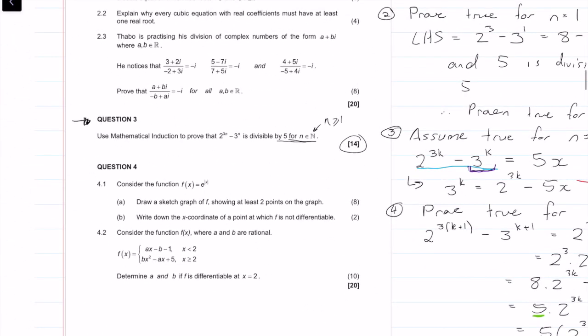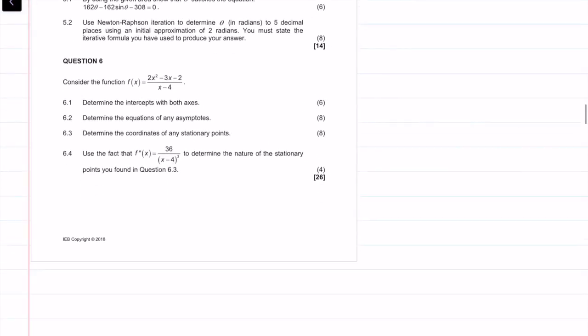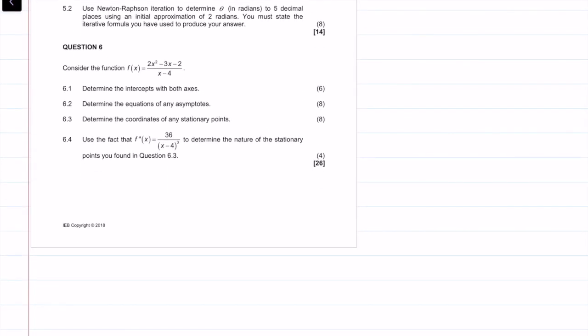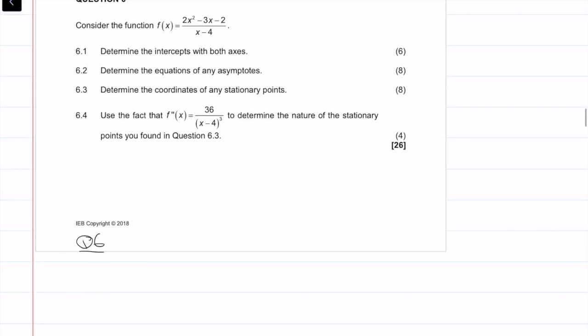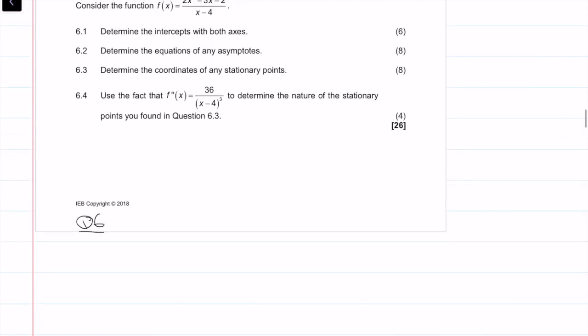I've done some of this paper, but right now I want to go over question 6. Question 6 has to do with graphs. We have been given a function f of x is equal to 2x squared minus 3x minus 2 over x minus 4. And question 6.1 says determine the intercepts with both axes.